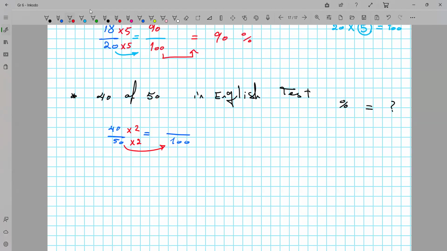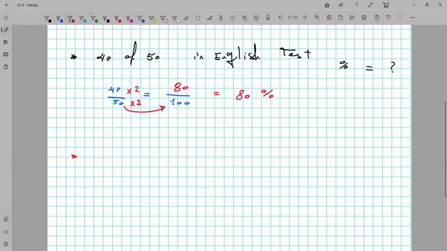Of course, I have to multiply up and down, not only down, because it's one fraction. They have the right together, up and down, to be converted. 40 multiplied by 2 equals 80. So this man got 80%.